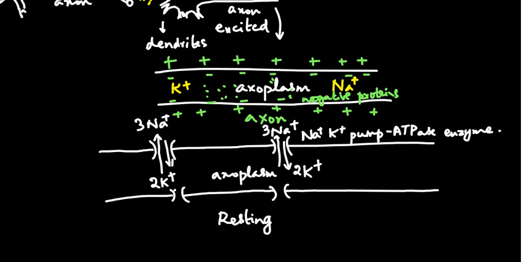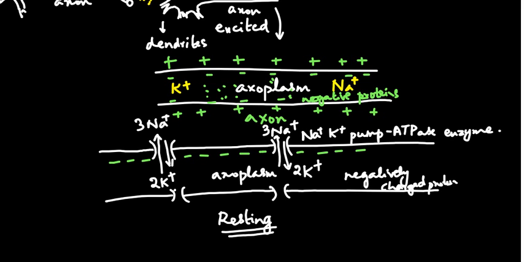There are also negatively charged proteins inside the axoplasm. So because of this reason, when a neuron is in a resting state, the inside of the axon will be comparatively electronegative. Why? Because positive charges are less inside. That is why it is comparatively negatively charged, and the outside will be positively charged.